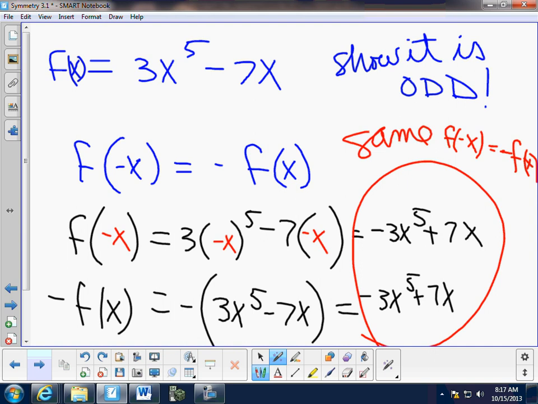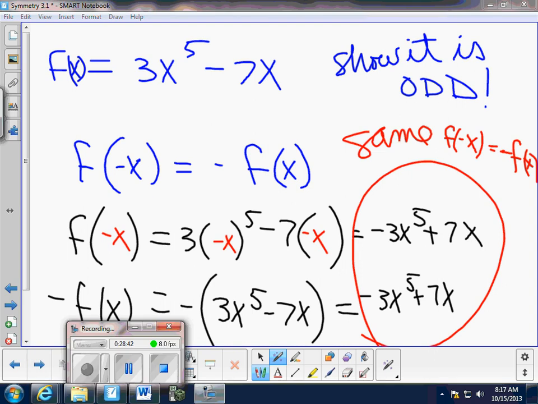So what I've just shown mathematically, because f of negative x and negative f of x are the same thing, is that this is an odd function. When you graph this on your calculator, it should look like it has symmetry through the origin. So dig out your machine for a second, graph this original equation, and let's take a look at what it looks like.